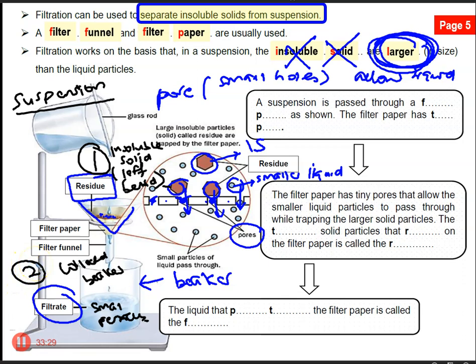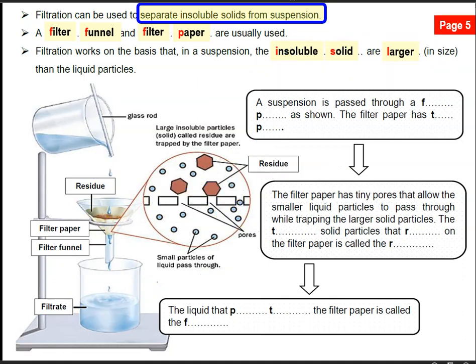Okay, so now let's take some time to fill in your notes because I think you should be able to understand the process better. All right? So a suspension is passed through a filter paper. So you can see you pass through the filter paper over here, this whitish conical flask looking thing, this conical shape here. This is a filter paper.